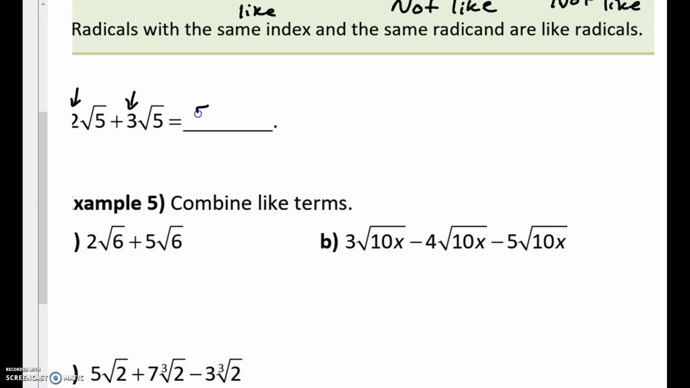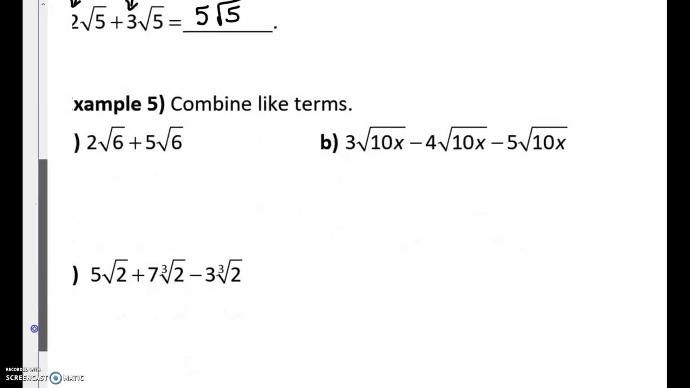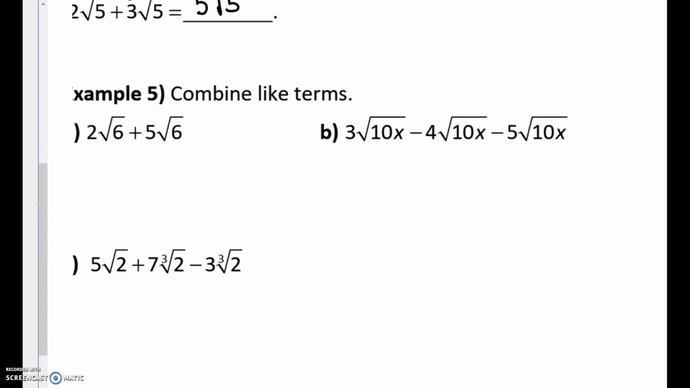So 2 plus 3 gets me 5, and then the radical tags on, square root 5. So let's keep looking right here. 2 root 6 plus 5 root 6, those are like terms, so I get 7 square root 6. 3 square root 10x minus 4 square root 10x minus 5 square root 10x, those are all like because they all have the same square root of 10x. 3 minus 4 is -1, minus 5 is -6 square root of 10x.